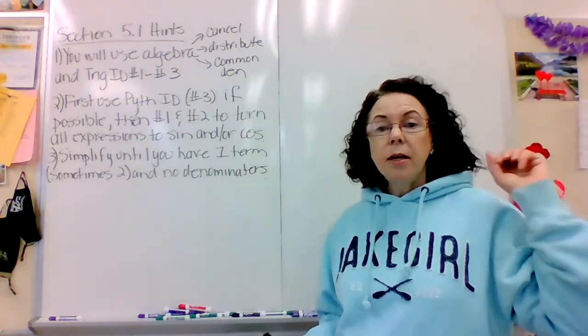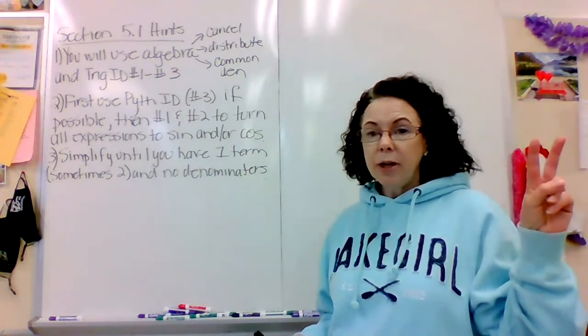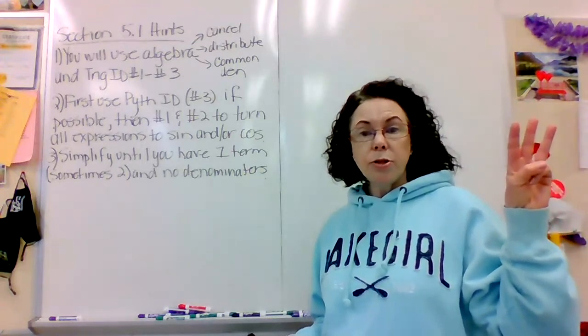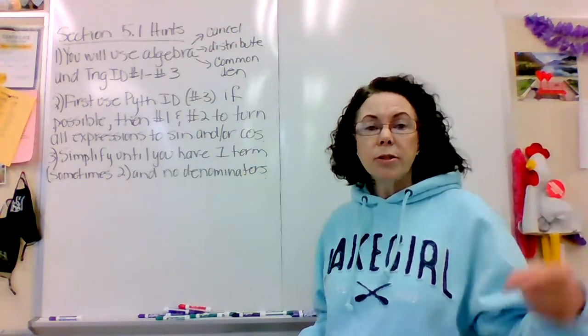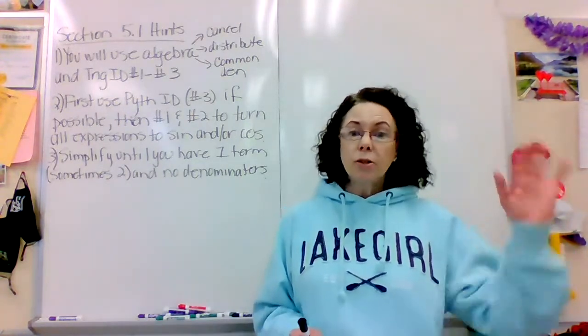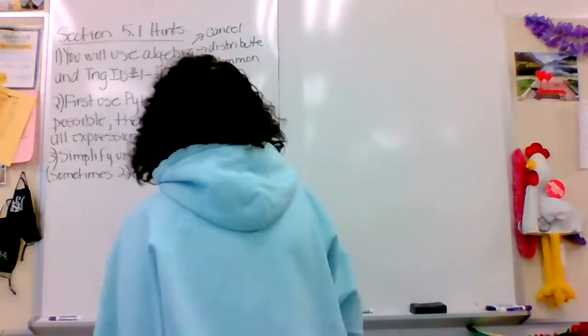So here's what we're going to do. There's only three things. Number one, is there algebra I can use? Number two, is there a Pythagorean identity I can use? Number three, can I use reciprocal or quotient? And we just keep running through those three things until we have basically one term, sometimes two, and no denominators. So here we go. 3A.